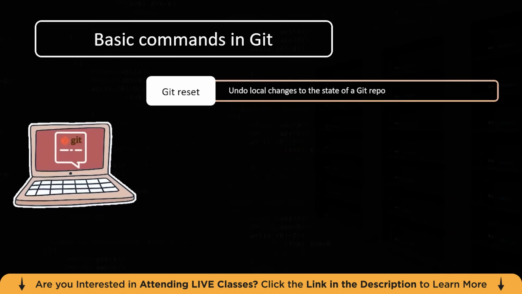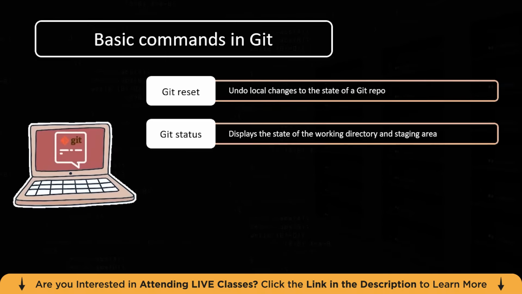So these were some of the commands. Now there are some further commands also. Let's discuss them. The next command is the git reset command. At any moment, if you want to do some undo activity for local changes done to your git repository, in that case we can use the git reset command.